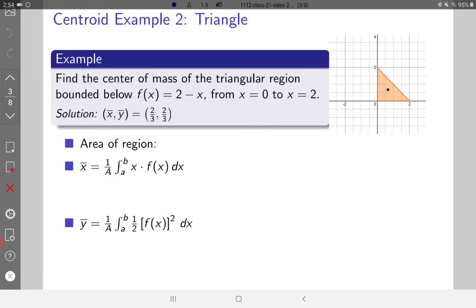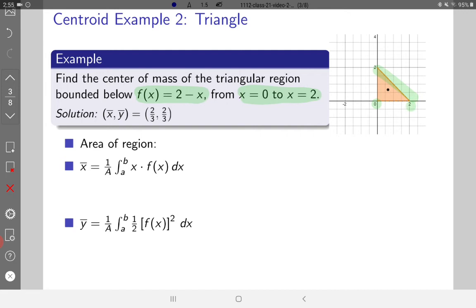Next, let's look at this triangular region. Try to make sure that you would be able to figure out for yourself, even if I gave you this graph, you should be able to come up with the fact that this is under the graph of f of x equals 2 minus x from x equals 0 to x equals 2. That's something you should be able to do on your own.